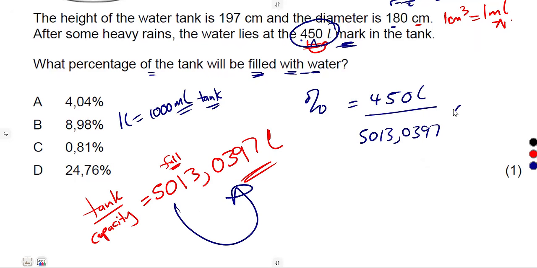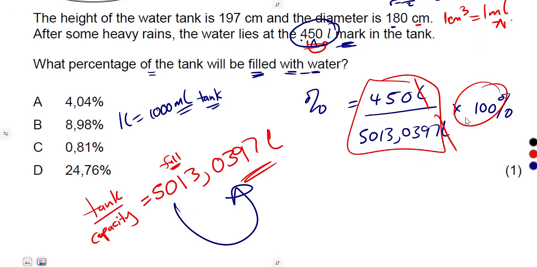5013,039, whatever that we have there, liters. You multiply to 100%. So these are liters, they cancel, guys. So this is it times 100%. So it was going to approximate to two decimal places, as we have got our answers to two decimal places. It was going to be 8.98%. This is the percentage of water in the tank.